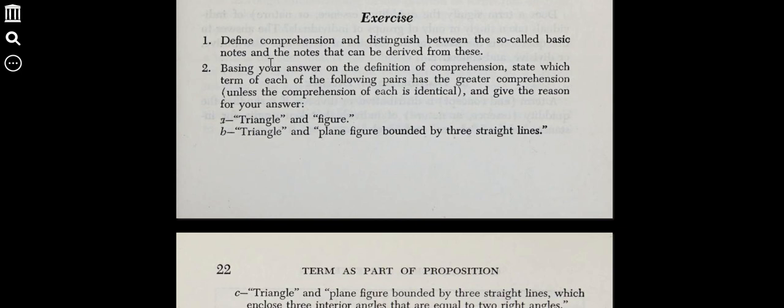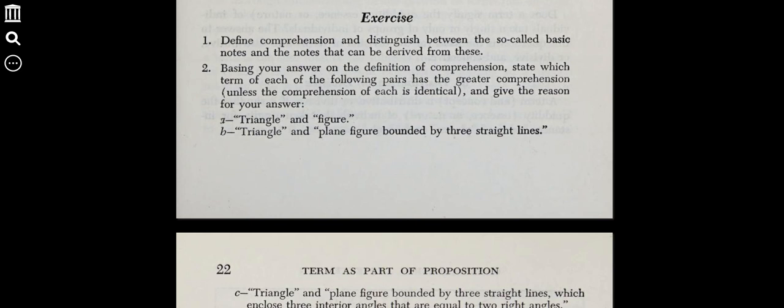So we have number 1, define comprehension and distinguish between the so-called basic notes and the notes that can be derived from these. Okay, so remember, comprehension deals with the quiddity or nature of something. It's the whatness of something. The basic notes are the essential characteristics of that something, or defining that something. The notes derivable follow from those basic notes.